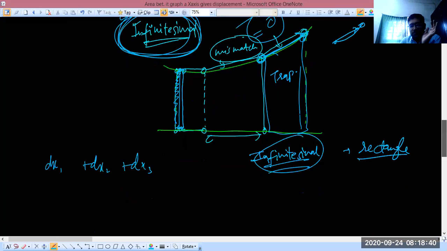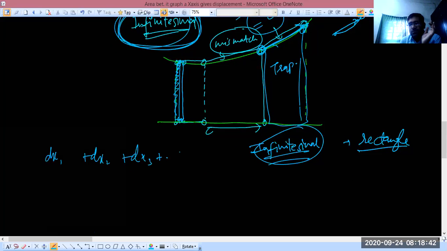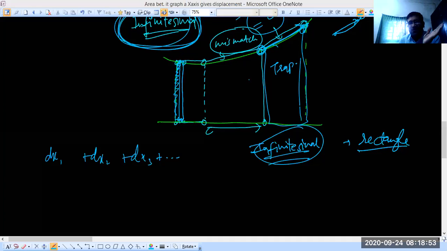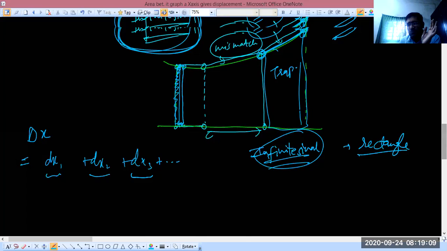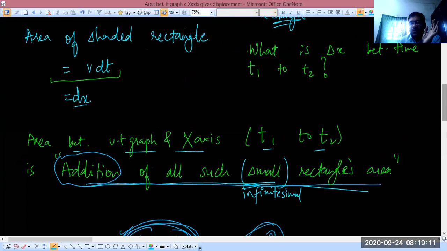So anyways, the first thing is infinitesimal. Very good, follow. This whole idea is based on infinitesimal. If you have trouble with infinitesimal, you're not going to understand. So I'm saying that if you want to find the total displacement, then that total displacement is small displacement 1, small displacement 2, small displacement 3. What do I mean? I mean this, in this graph.